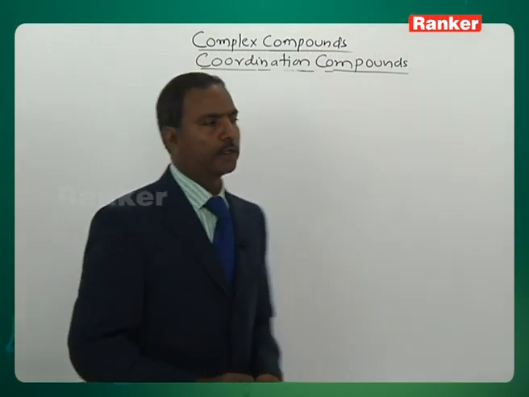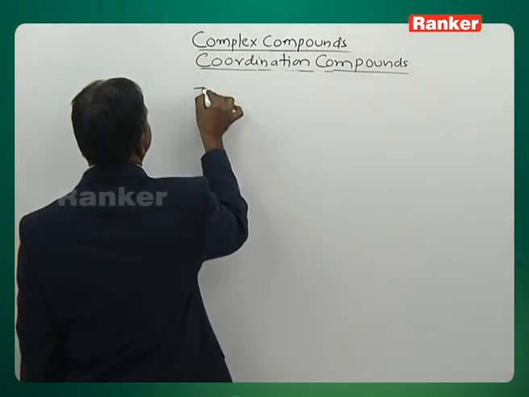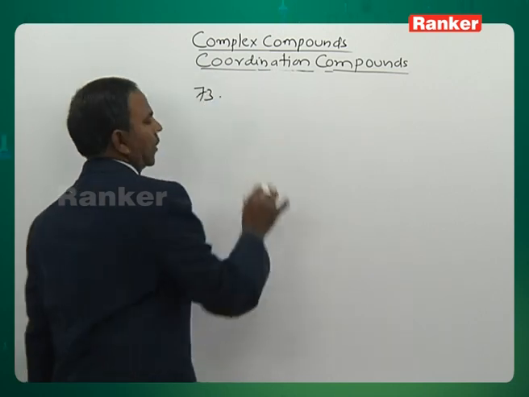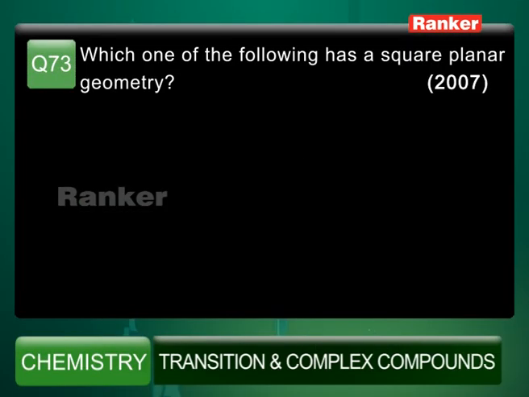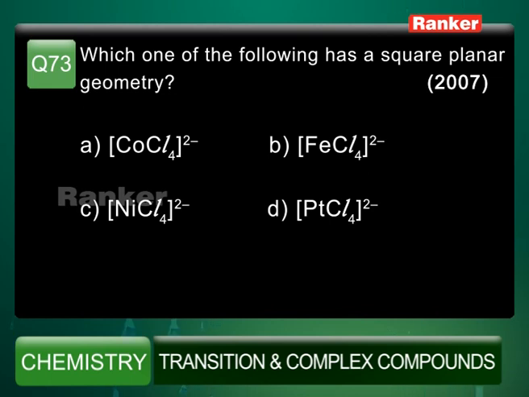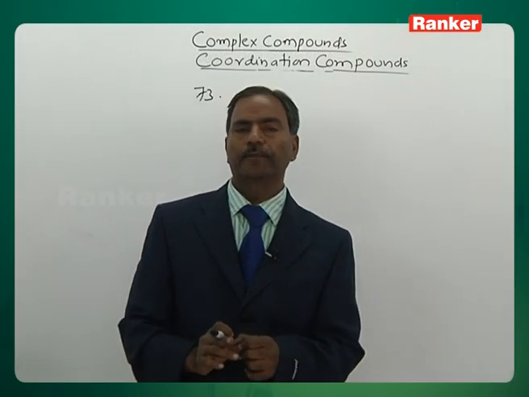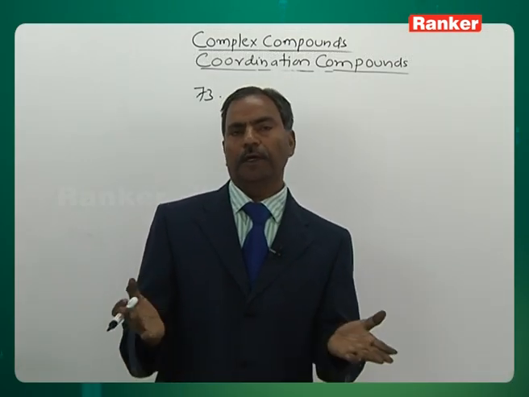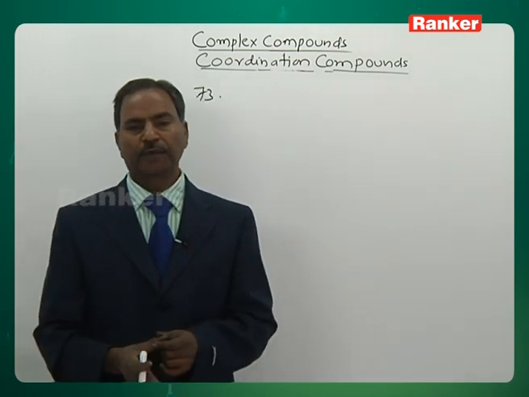Coming to question number 73. Which of the following has square planar geometry? Check it now. [CoCl4]2-: Cl is a weak field ligand, and definitely it must be tetrahedral geometry only, not square planar.